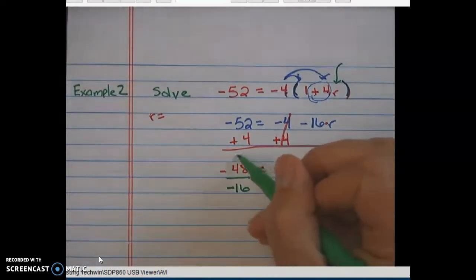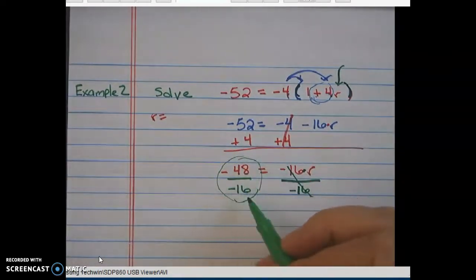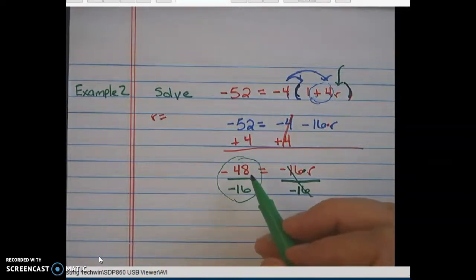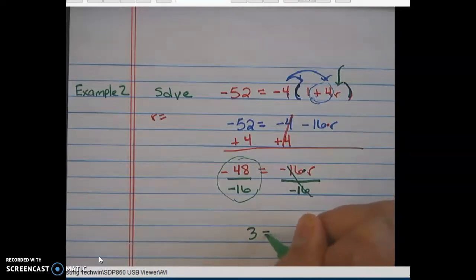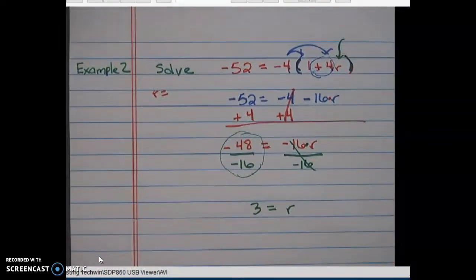At this point, we're just doing math. So just look at what you have here. What does that mean? Negative 48 over negative 16. That just means we're dividing it. So negative 48 divided by negative 16, a negative divided by a negative is positive. 48 divided by 16 is 3. If you didn't know that, that's all right. You can use a calculator for it. And on this side, because the negative 16 divided by negative 16 is just 1, R would be my answer.